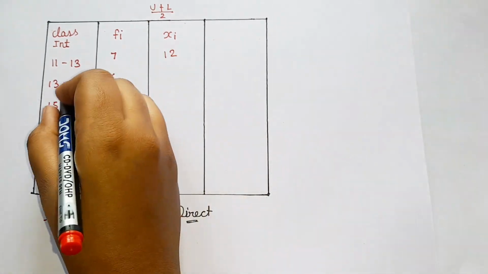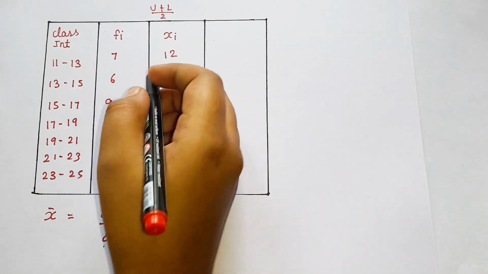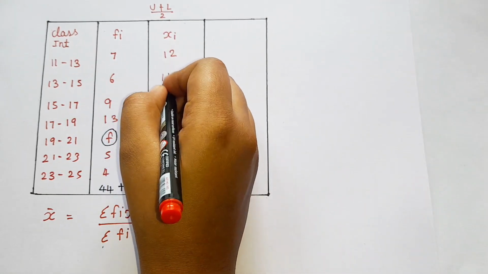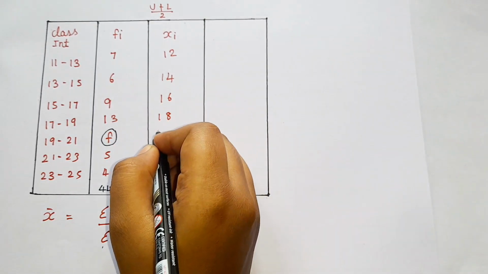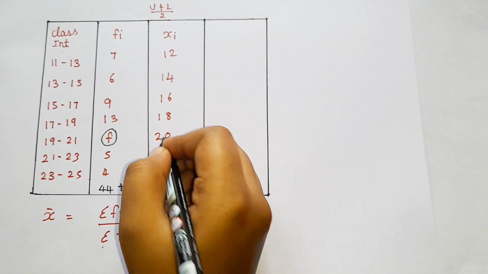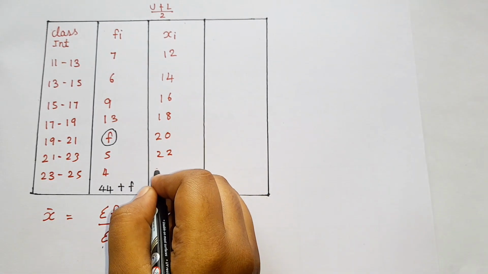Likewise here also, upper limit plus lower limit divided by 2. We are applying this formula. When we do that, we'll get 14, 16, and then 18, 20, 22 and 24.